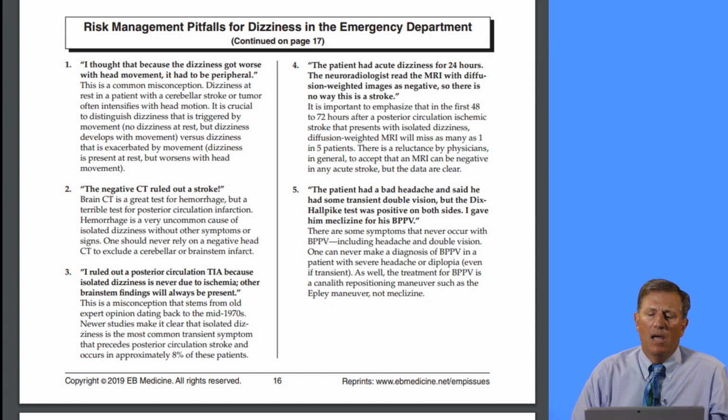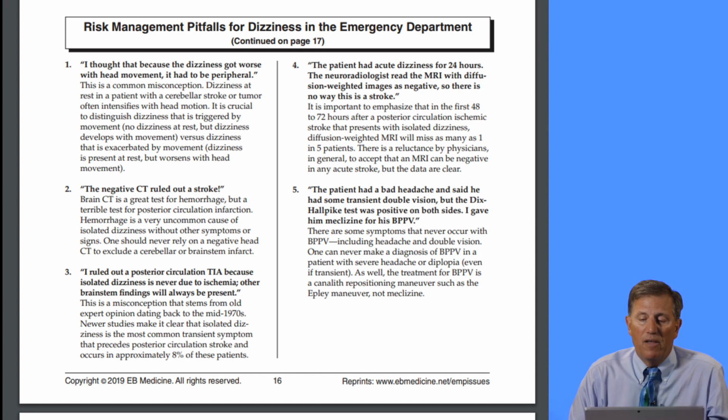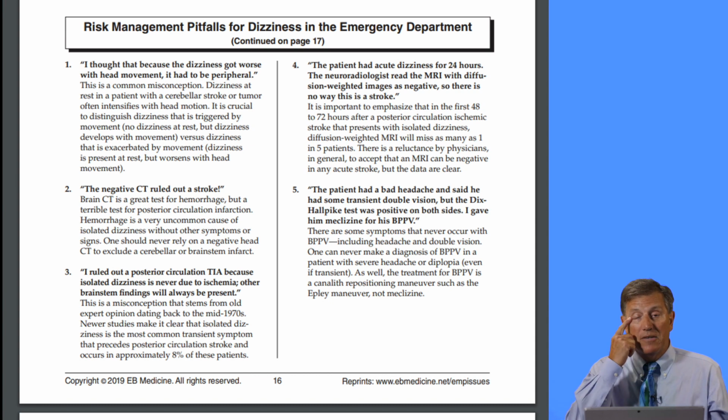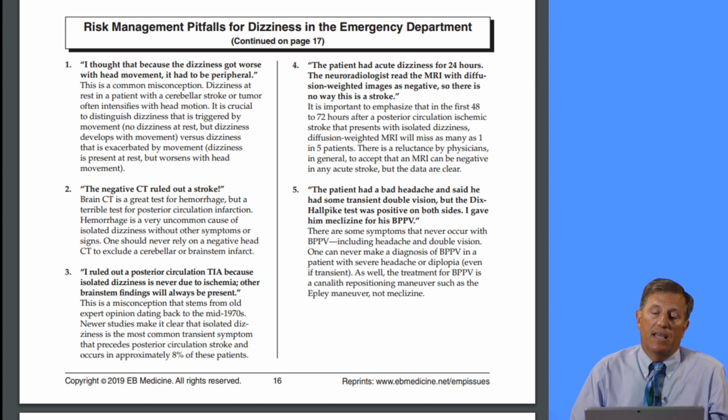Number four, the patient had acute dizziness for 24 hours. The neuroradiologist read the MRI with DWI images as negative, so there's no way this is a stroke. We know this isn't the case. Early on in stroke, up to 72 hours, DWI MRI can miss posterior circulation stroke.